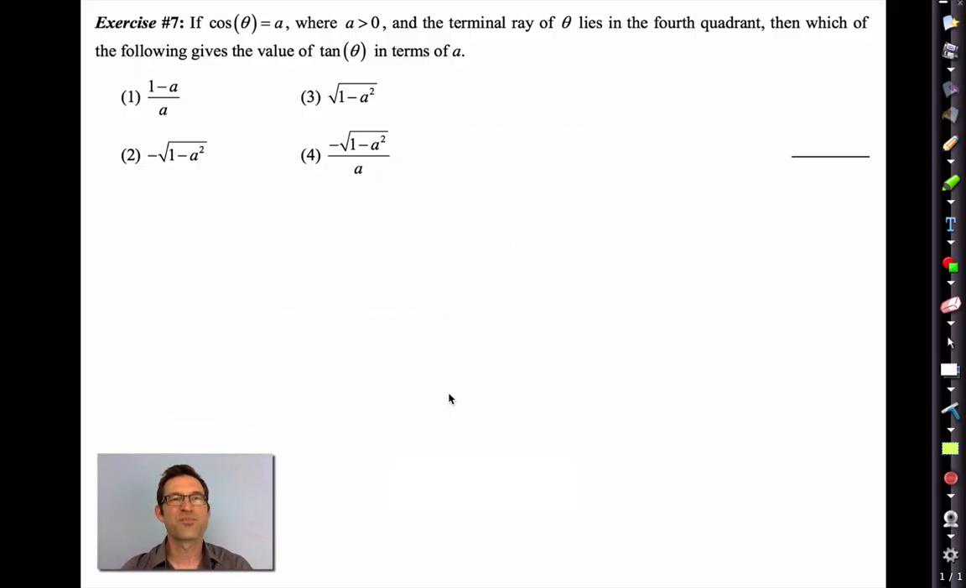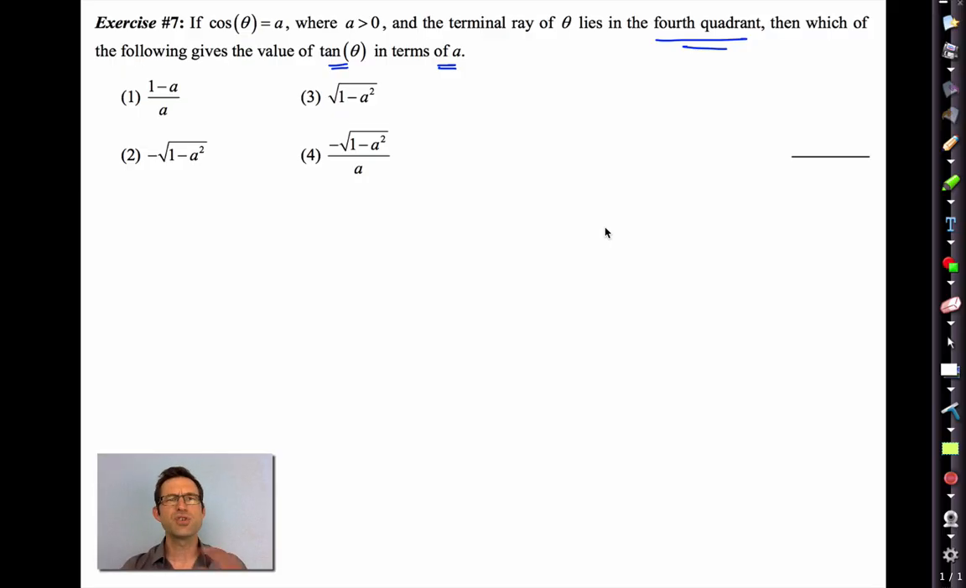Anyway, number 7. If cosine theta equals a, where a is greater than 0, and the terminal ray of theta lies in the fourth quadrant, then which of the following gives the value of tangent of theta in terms of a? This is kind of tricky. What I'd like you to do is pause the video and see if you can work this one out. All right, let's go through it. Very Common Core-esque in terms of a problem.